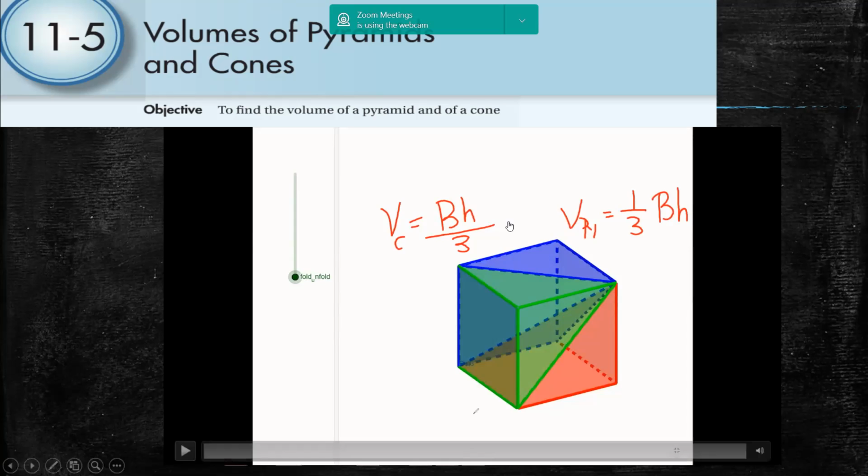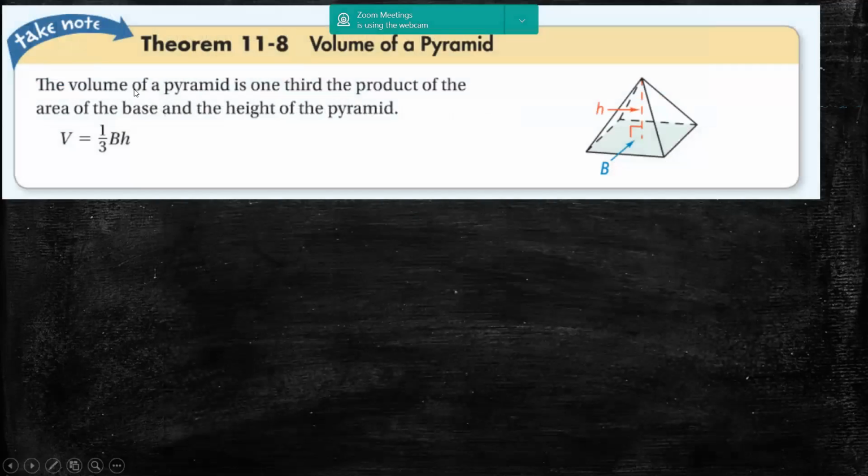How can we find the volume of the pyramid? Yesterday we said that the volume of the cube, the prism, and the cylinder is B times H. For the pyramid, the volume is a third B times H. So the volume of one pyramid is 1/3 the product of the area of the base and the height of the pyramid. Here we use the height that we talked about before.